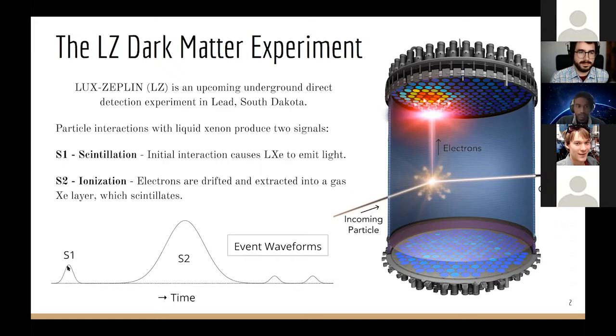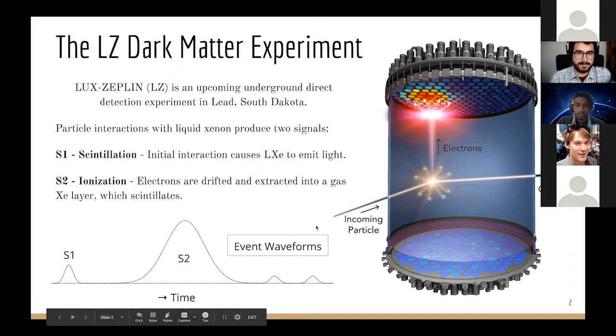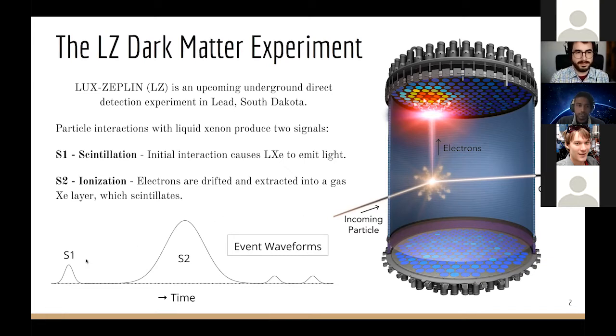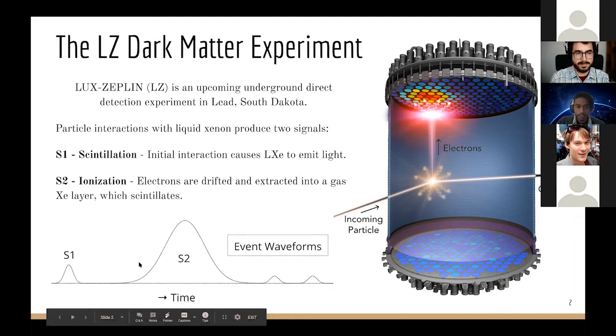So here is an example of a waveform that one might see for an event. You have your primary S1, and some time later, and this time, as Scott mentioned, is a proxy for the depth of the interaction, you have a much larger S2. And oftentimes you have some afterpulsing or various pulses following either S1 or S2.